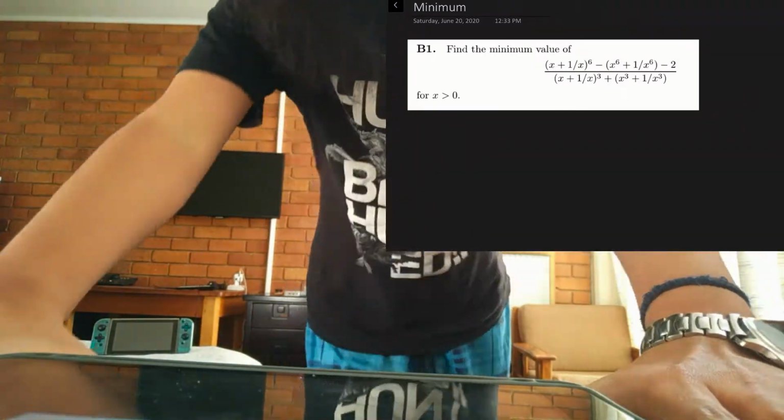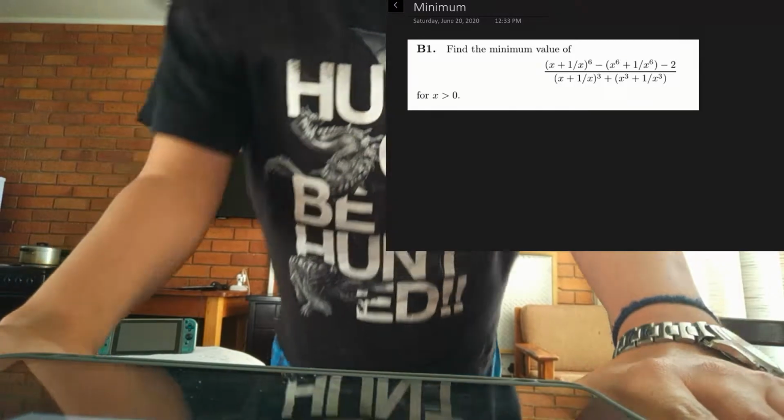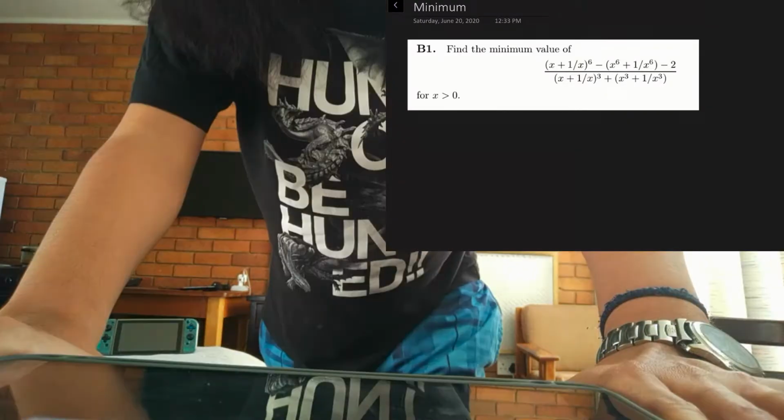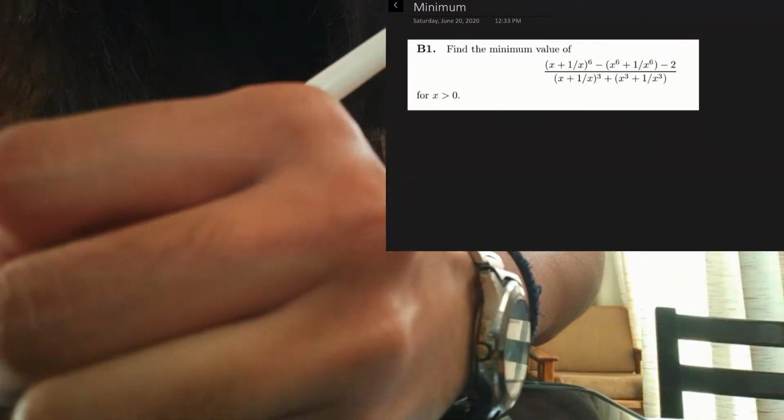Five incline push-ups. One, two, three, four, five. Yeah. So let's write down our progress.